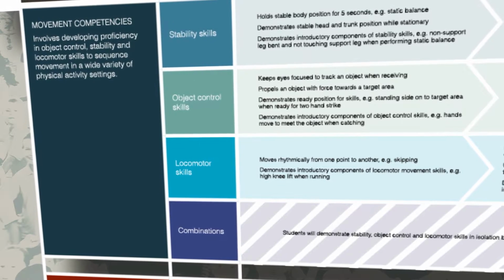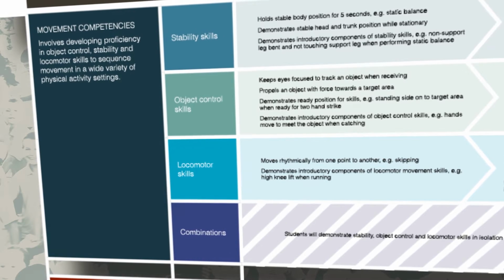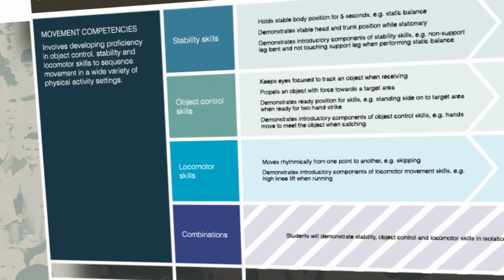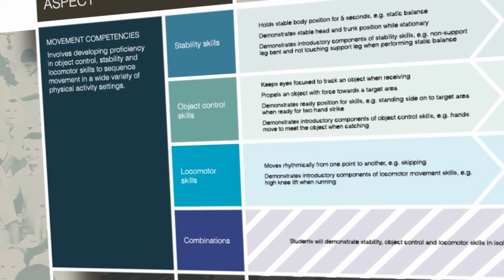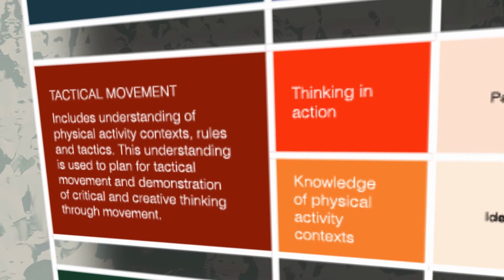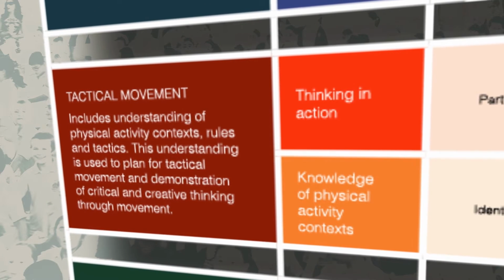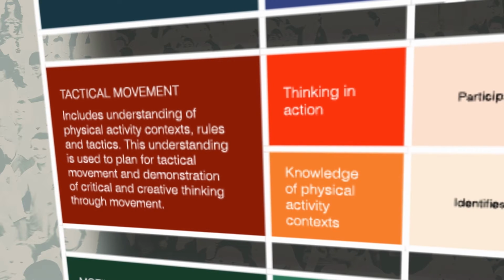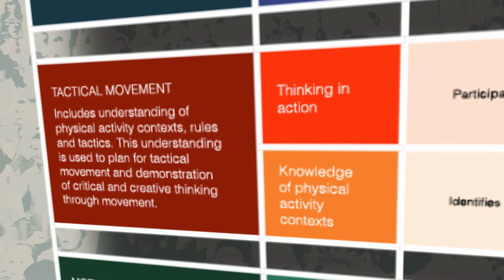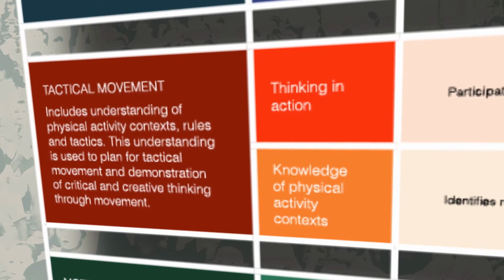The critical aspects include movement competencies. This aspect involves developing proficiency in stability, object control, and locomotor skills to sequence movement in a wide variety of physical activity settings. Tactical movement includes understanding of physical activity contexts, rules, and tactics. This understanding is used to plan for tactical movement and demonstration of critical and creative thinking through movement.